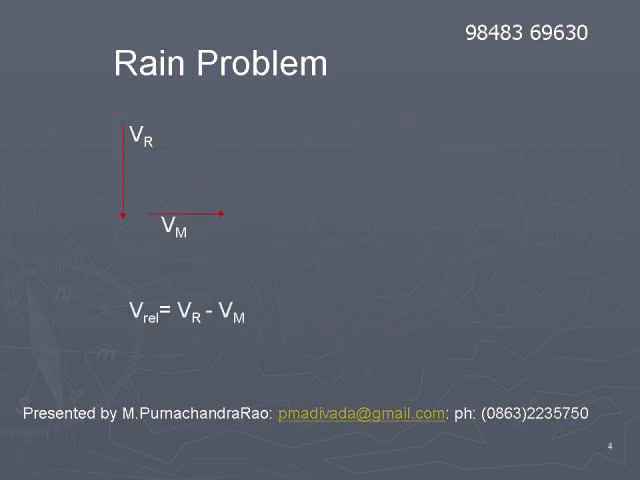If Vr represents the rain vector, that is vertically downwards, and Vm represents the velocity of the man horizontally, then the relative velocity is Vr minus Vm, the relative velocity of rain with respect to man. So velocity of rain minus velocity of man gives the relative velocity of rain. Minus Vm is opposite to Vm, that is shown at the bottom. That vector is written at the bottom.